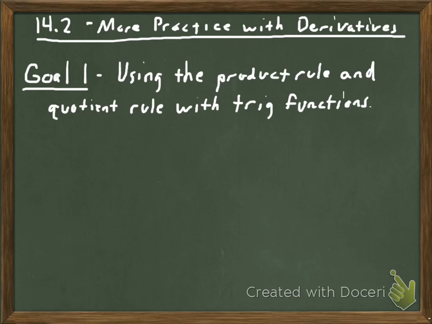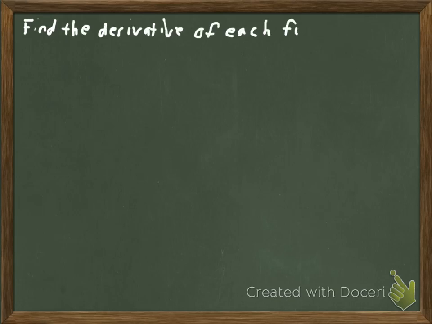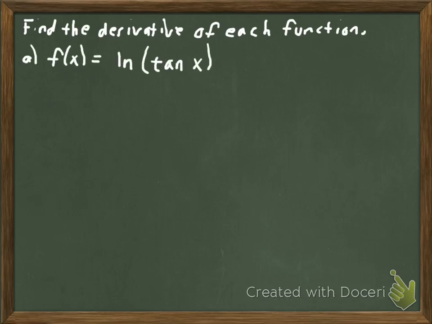Well, a few short examples for us to look through in this video. Let's see how we can do. The direction simply will be find the derivative of each function. And we're going to begin with this function here. f of x is equal to the natural log of the tangent of x.